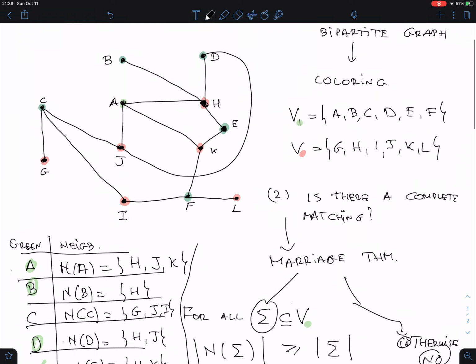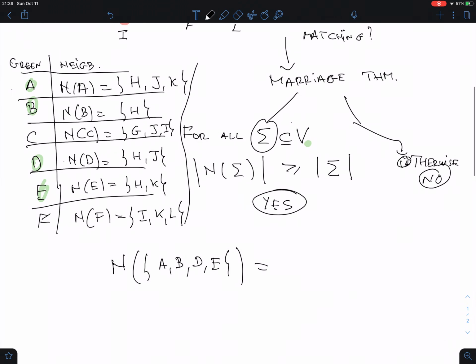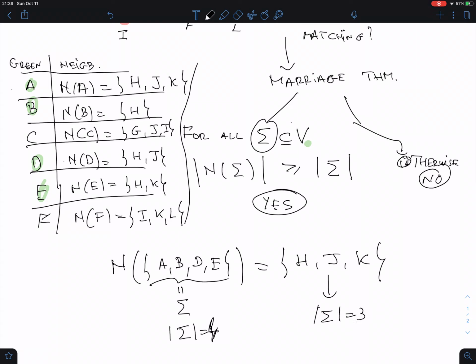Of course, I can go back, look at my graph, but I have it neater on my table. It's easier to see my table. Well, as I just said, it's only these three guys that appear in the neighbor sets of these four nodes, right? So this is my sigma. This is going to be sigma, and the size of sigma is 4. And this is the neighbors of sigma, and the size of these neighbors is 3.